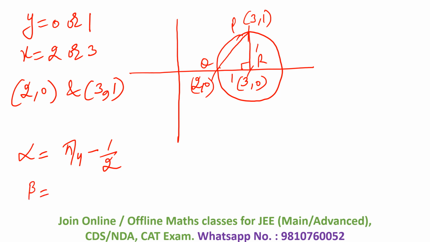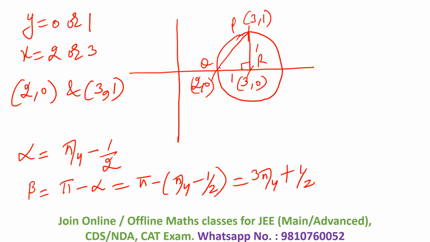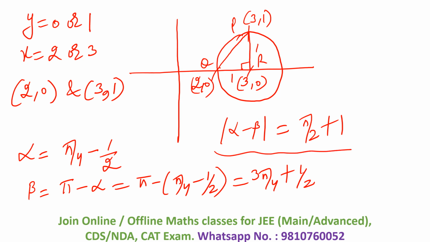Now what is beta? Beta is the area of the circle minus alpha. Now area of circle is pi. So pi minus alpha. And this becomes pi minus pi by 4 minus half. So this becomes how much? 3 pi by 4 plus half. Now students, we have to calculate mod of alpha minus beta. So this is just equal to pi by 2 plus 1. Fine. So this means the option D is the correct one.